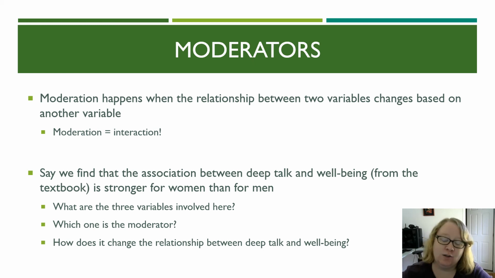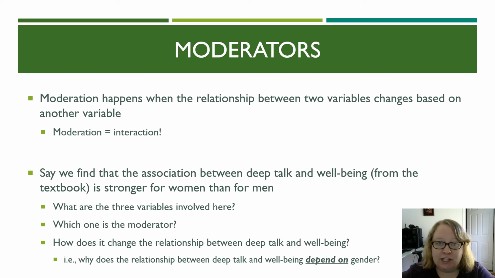It takes an association between two variables and it makes that association different. Maybe it makes it stronger for some people than others. Maybe it makes it go away for some people and exist for other people. It might even reverse it, so it's positive association for some people and negative association for other. That's what moderation is doing. It's changing what that relationship looks like.